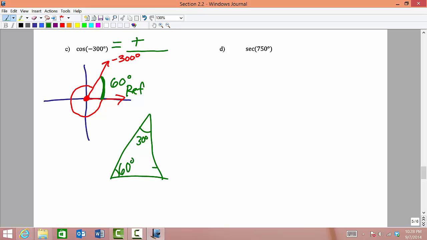So let's pull out our reference angle, 60 degrees, and let's find our triangle and what values would be in our 30, 60, 90 triangle. So across from our 30 is 1, our hypotenuse is 2, and across from 60 is the square root of 3. Working from the perspective of 60 degrees, we want cosine, and that is adjacent over hypotenuse, so that would be 1 divided by 2. So the cosine value of negative 300 degrees would be a positive 1/2.